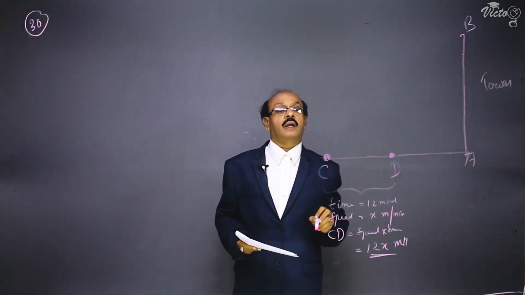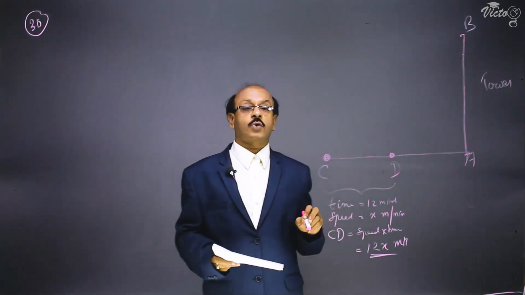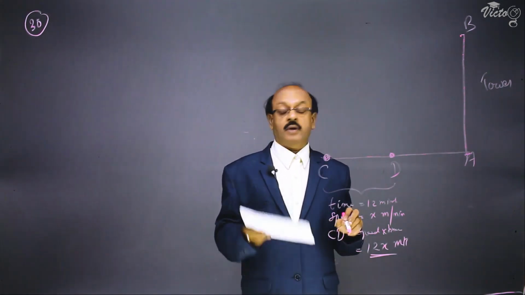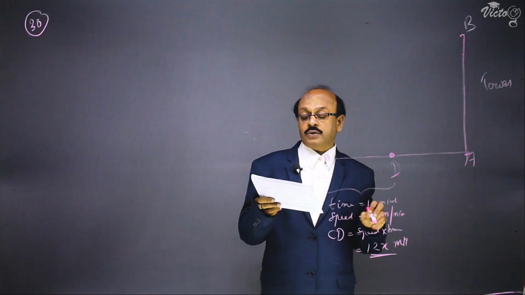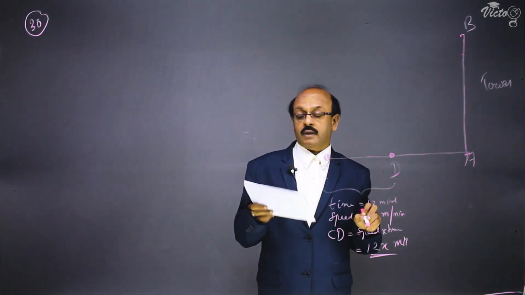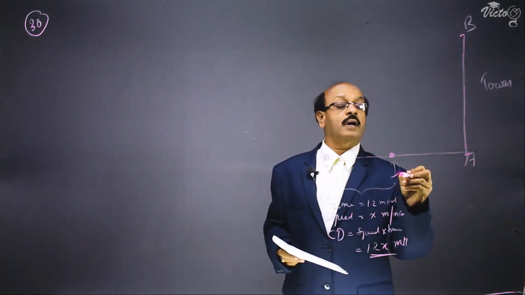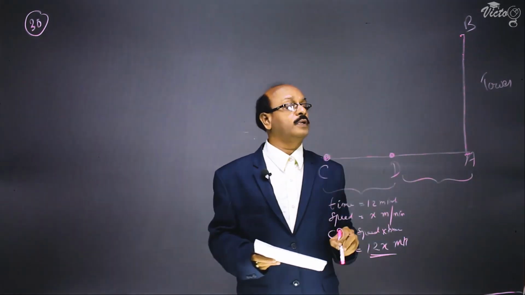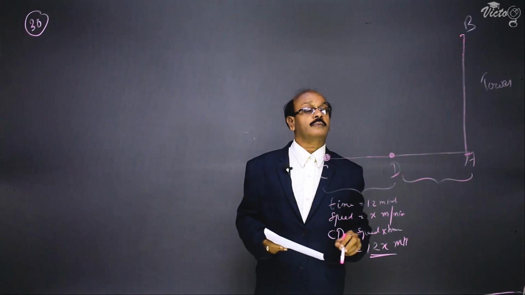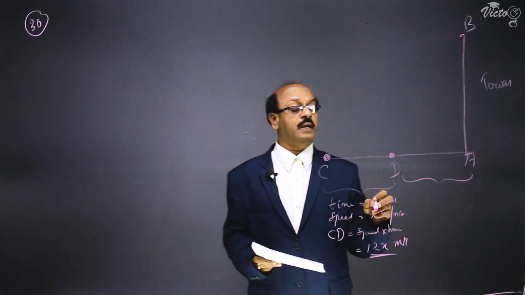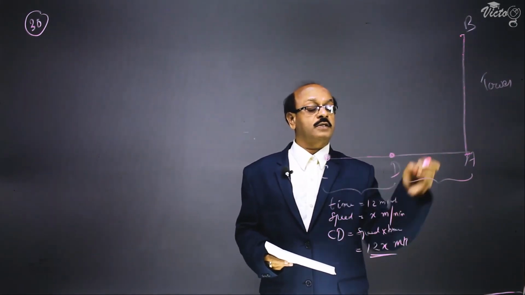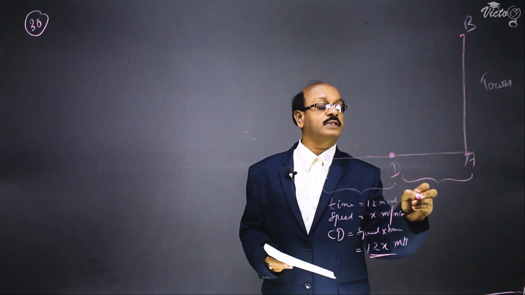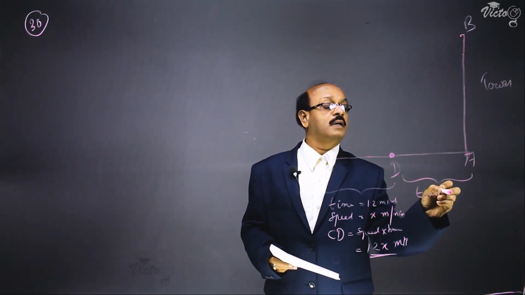We obtained the length or distance CD as 12x meters. Now we want to find the time taken by the car to reach the tower. We have to find out the time taken by the car from the point D to the foot of the tower. So here also speed is x meters per minute and we have to assume the time to be t minutes.